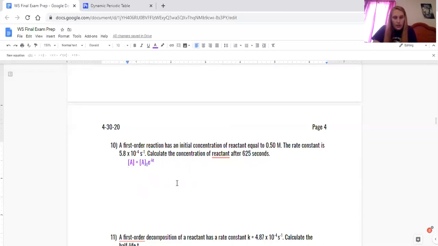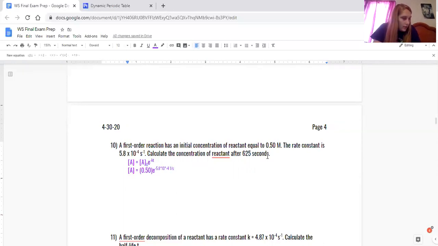So what do we know? We're going to have the concentration of A again equals what it is initially. So 0.5 times e to the power of negative K. So negative 5.8 times 10 to the negative 4. Our unit is s to the negative 1 or 1 over s. I'll just put 1 over s for simplicity up here.